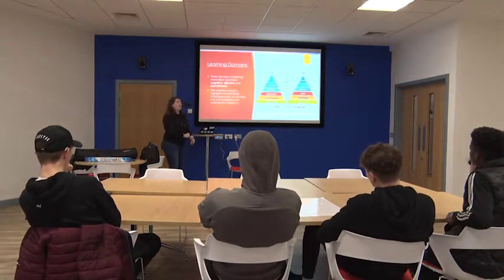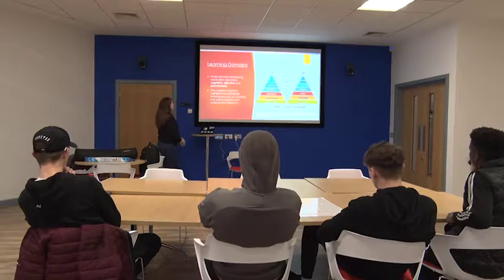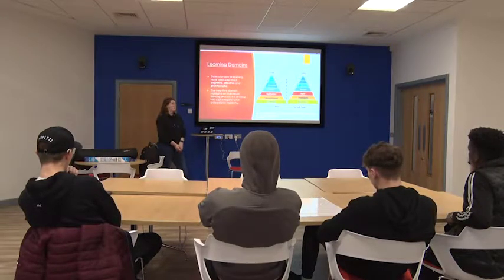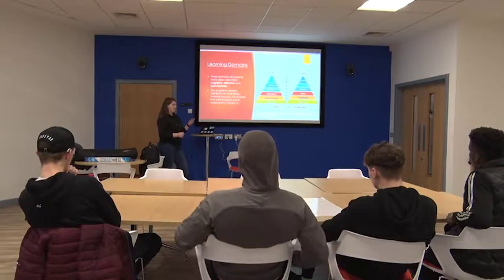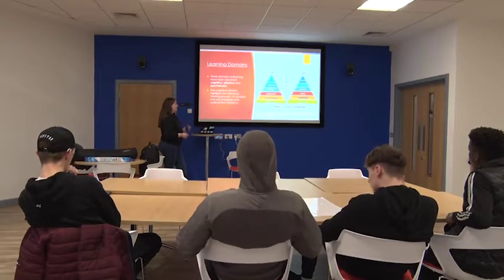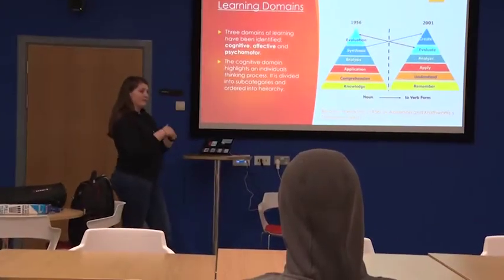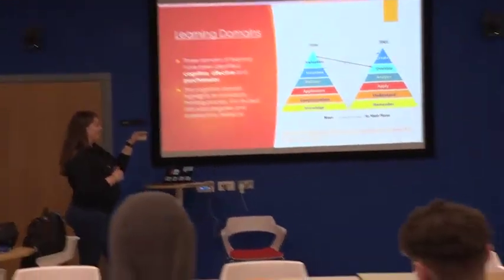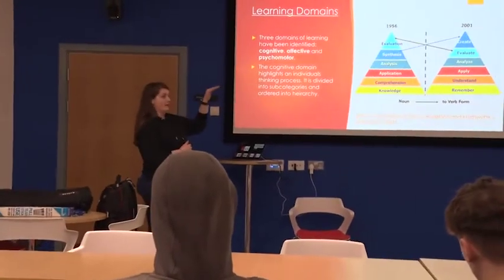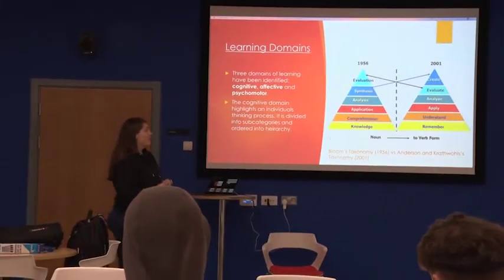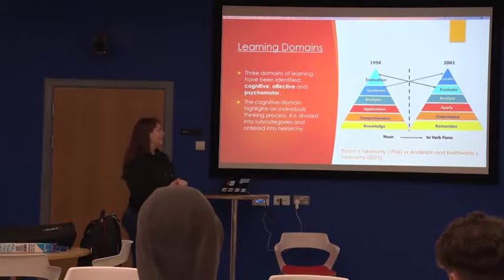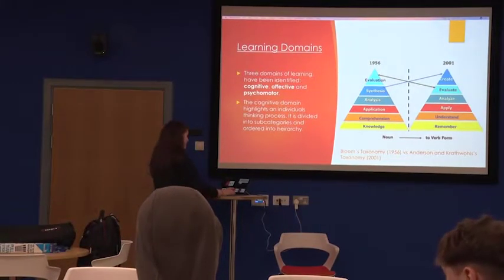So to begin with, we're going to look at the learning domains. Three of these have been identified, which are cognitive, affective, and psychomotor. The cognitive domain highlights an individual's thinking process, so how they understand and what they do with the information they are given. This is then ordered, as you can see by the pyramids, into a hierarchy of whereabouts in the pyramid it comes. So you've got the lower order intellectual skills and then the higher order intellectual skills. I'll come back to this later on in the presentation when I'm talking about one of the learning theories.